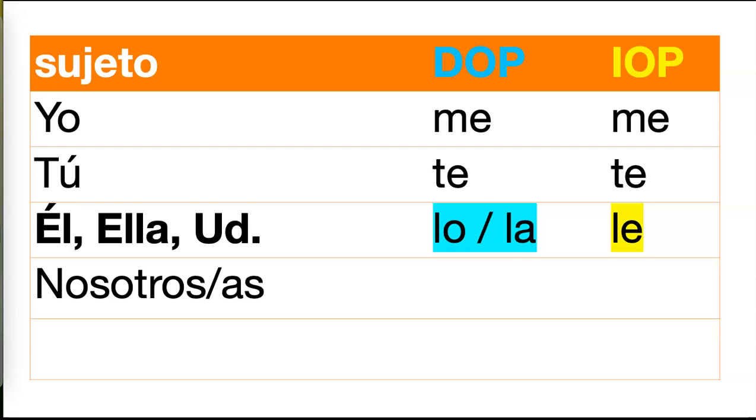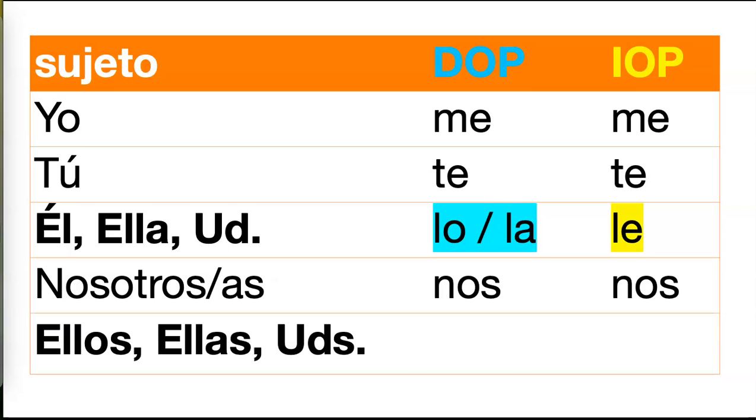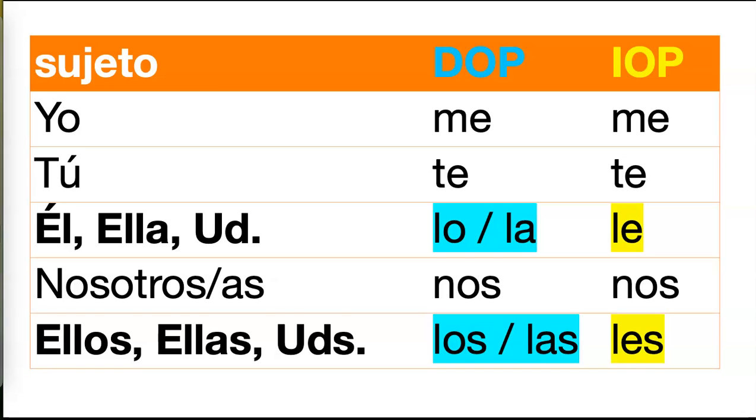Nosotros or nosotras, nos and nos. And again, we see a difference here for ellos, ellas, and ustedes: los and las, depending on gender, or les for the indirect object pronoun. And again, we're not worried about gender.